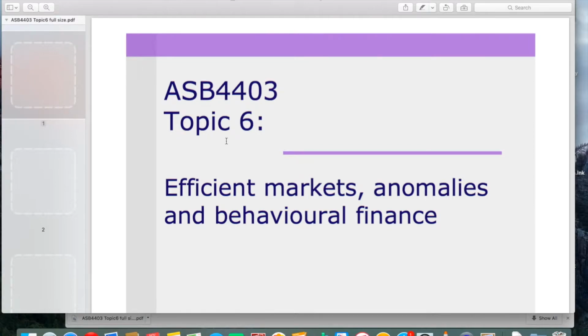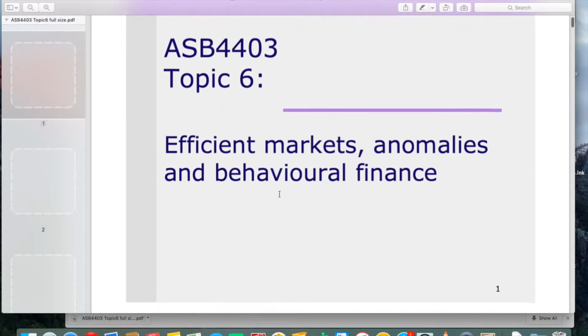And then we want to look at some of the evidence which is for and against this idea of efficient markets. And then finally we come to the topic of behavioral finance, which would be regarded as an alternative way of thinking about how markets operate.